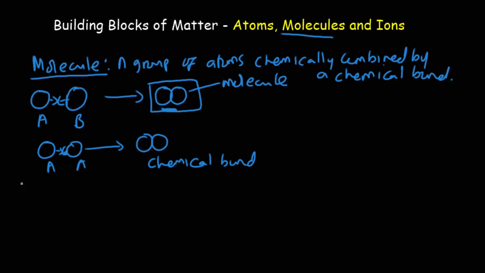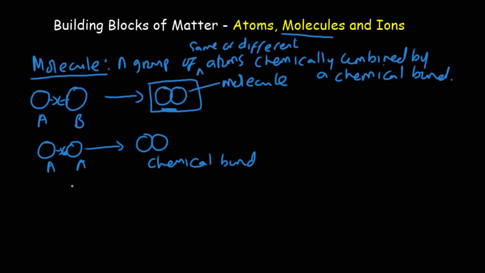Now, a molecule can also be defined as a group of different or same atoms chemically combined by a chemical bond. All right. So I can just add same or different. So a group of same or different atoms chemically combined by a chemical bond is what we call a molecule.